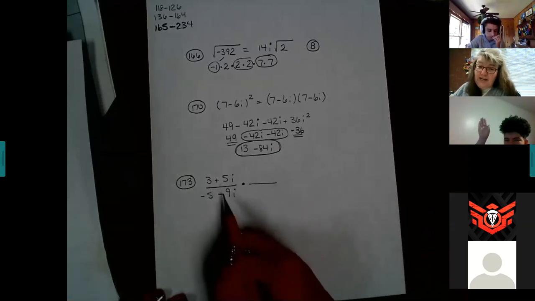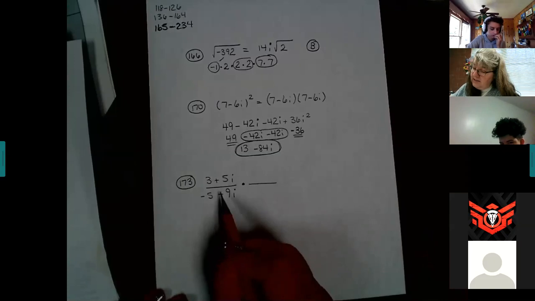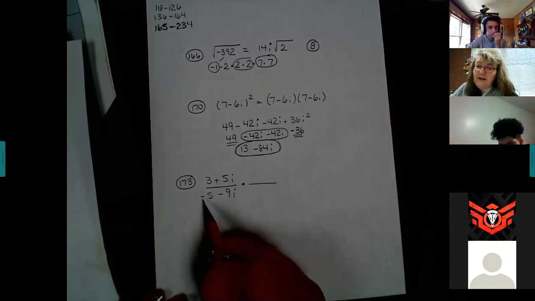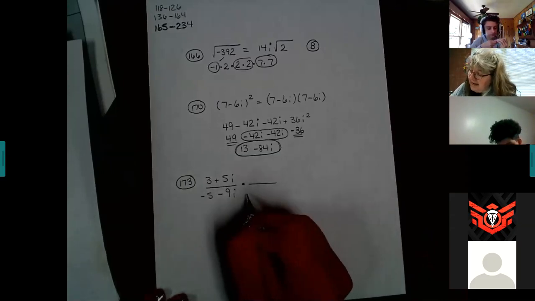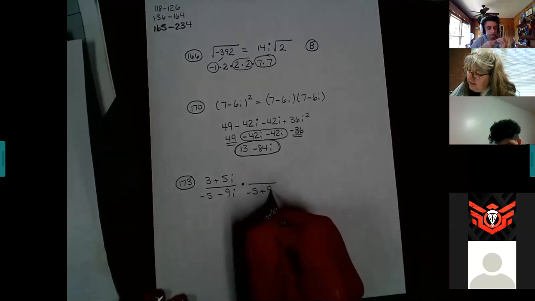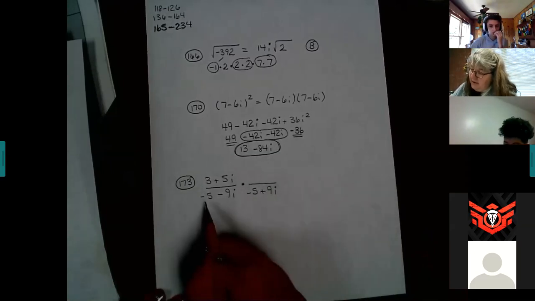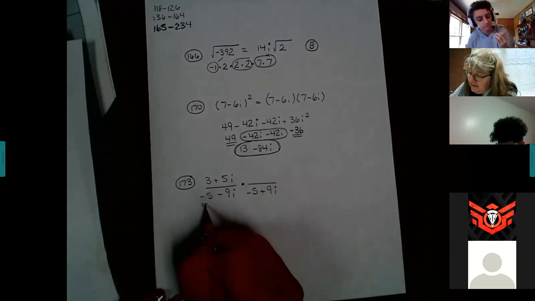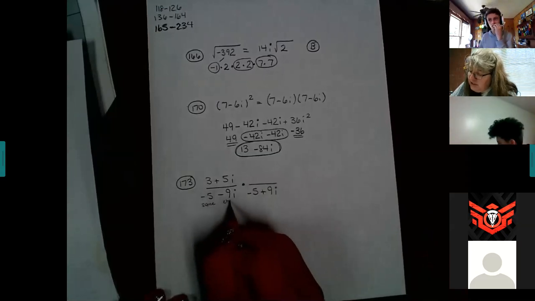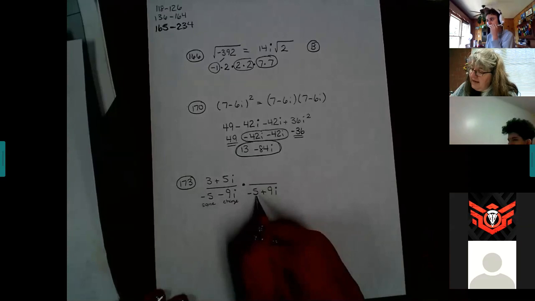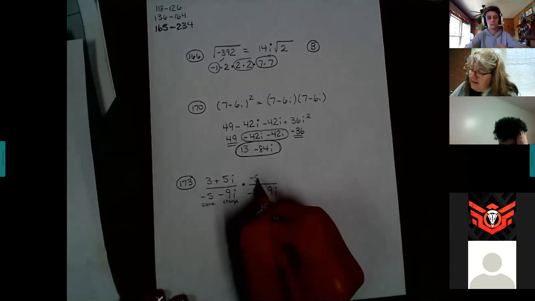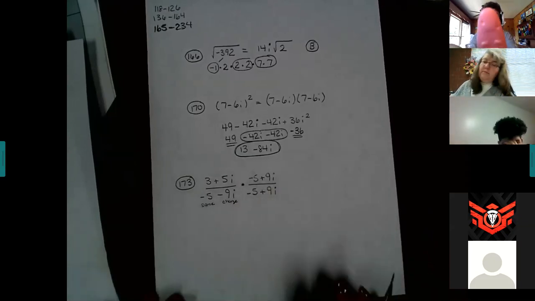I find the conjugate at the bottom, which is what I think Merrick's trying to describe. Yeah, that's what I'm trying to say. I just don't remember what to say. The conjugate of negative 5 minus 9i is negative 5 plus 9i. You leave the first one the same, and you change the i part. So negative 5 plus 9i, and you put that on the top and the bottom.